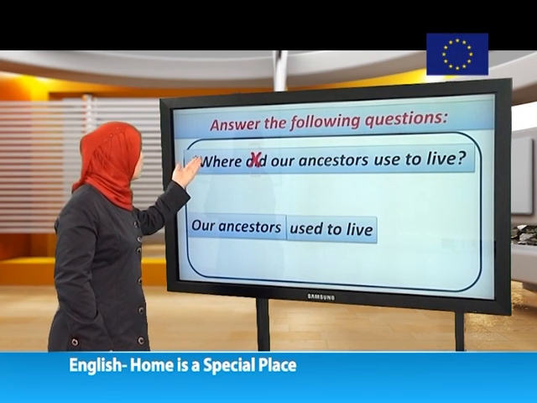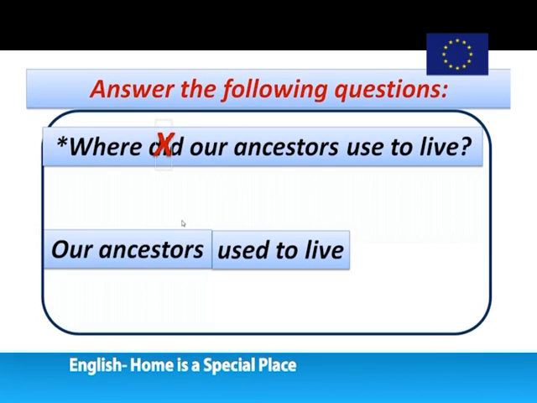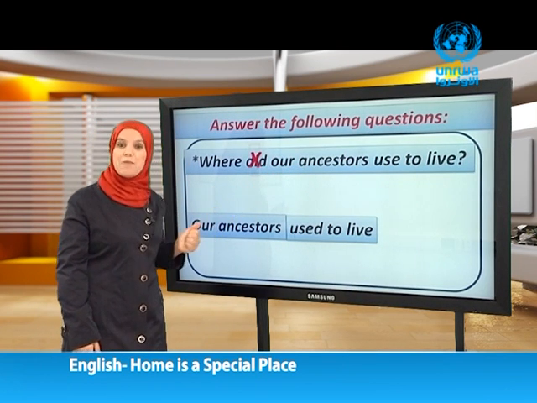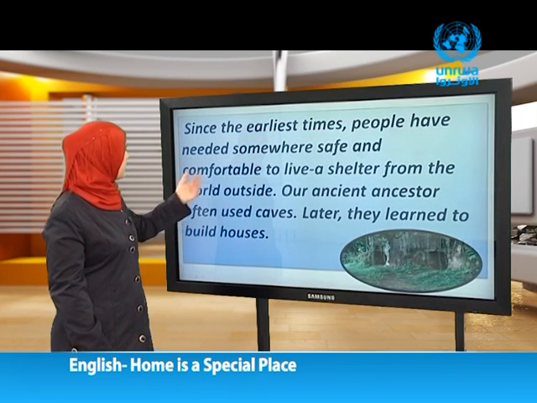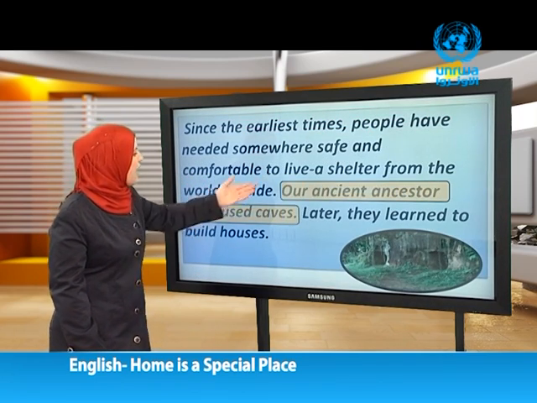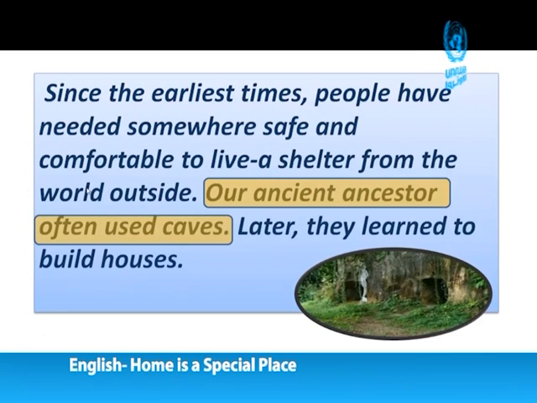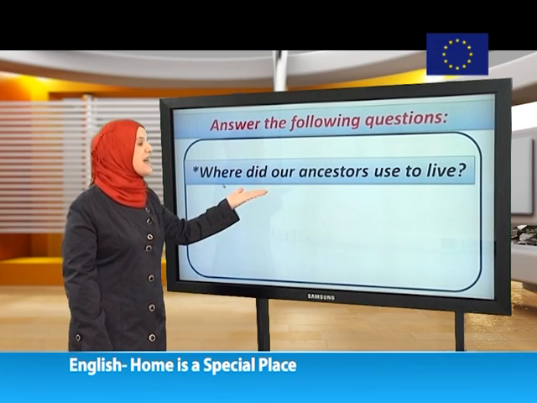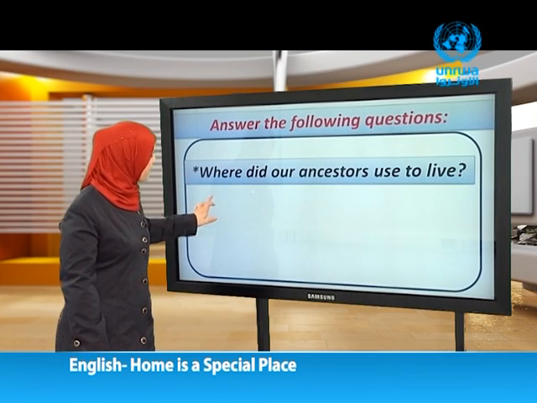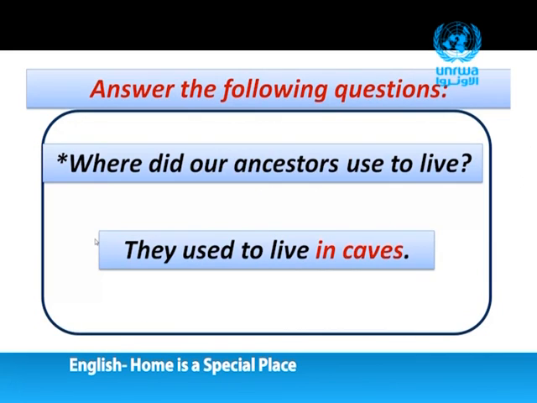And remember, we need a place. Where asks about a place. This keyword will help us. Look. Our ancient ancestors often used caves. This is the answer. So, where did our ancestors used to live? They used to live in caves. Or, our ancestors used to live in caves.